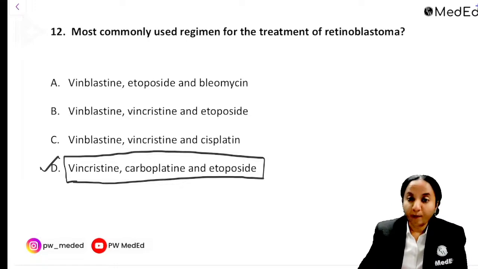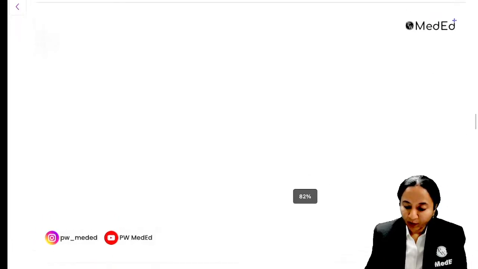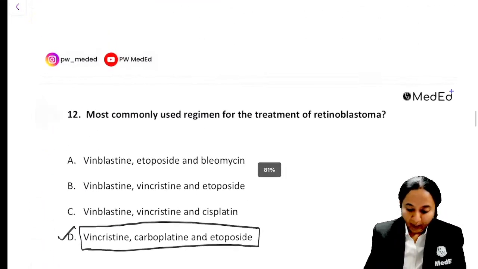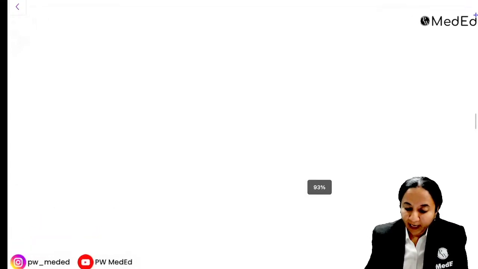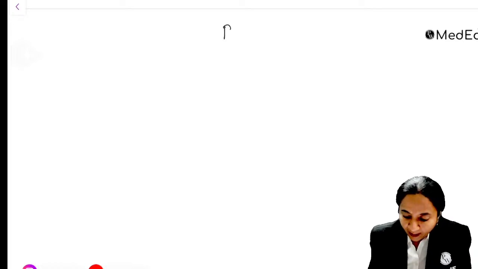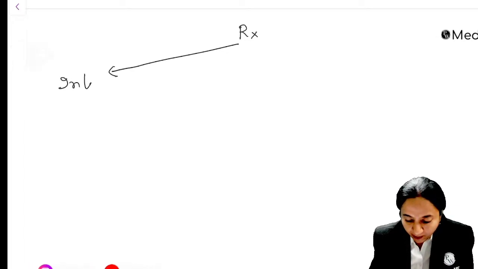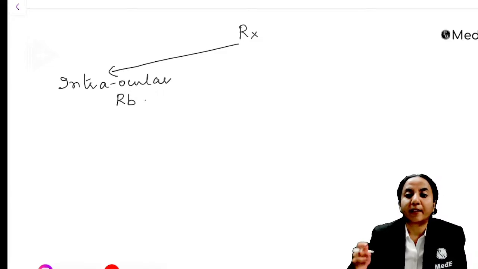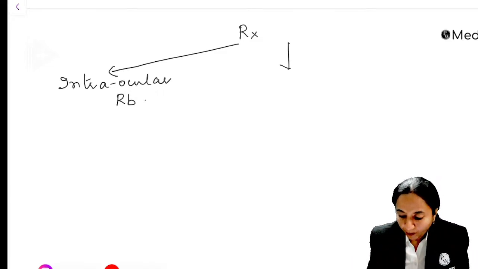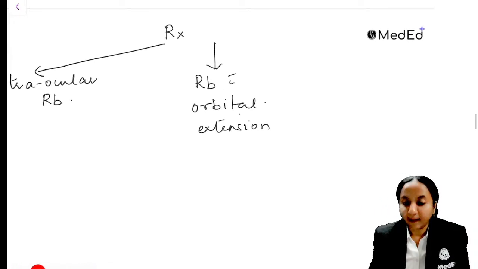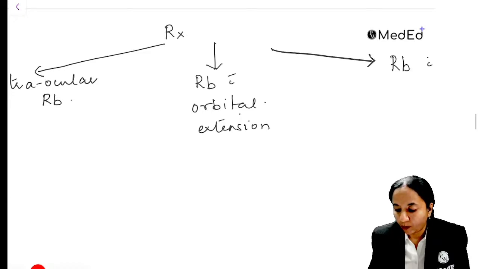Right. Now in retinoblastoma, I will quickly tell you the treatment protocol. You get three types of questions from retinoblastoma. Here they have given us the drugs, but sometimes the question is a clinical case. The first set of questions is on intraocular retinoblastoma, that is retinoblastoma which is confined to the globe. The second set is retinoblastoma with orbital extension, where it has spread to the orbit. And the third set is retinoblastoma with metastasis.